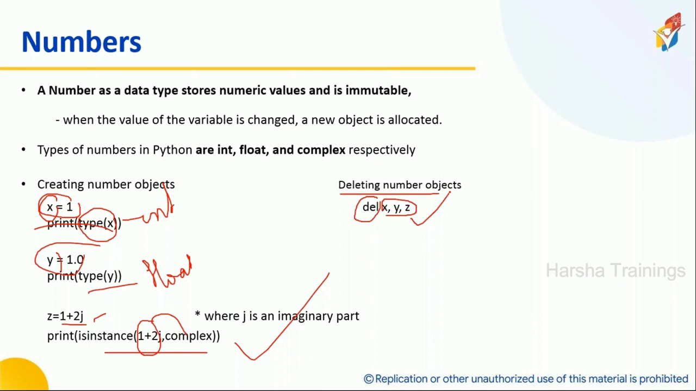Hello, whenever x equal to 1, we are allocating some memory for that variable x. How to deallocate the memory? It can be done by a keyword called del. Okay? Can you get me? Yes, sir. Yes, sir.